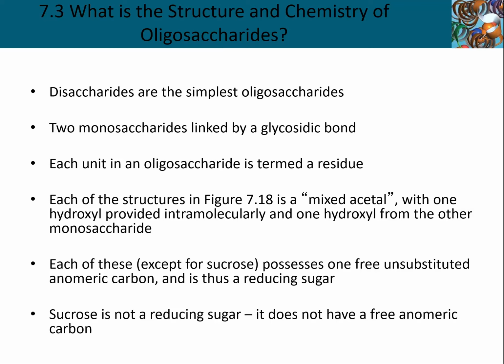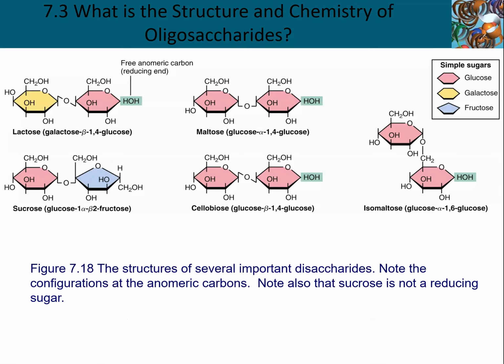Key point when we're looking at pictures of disaccharides, if you were asked to pick out which ones are reducing and which ones are non-reducing. If you have a free, unsubstituted anomeric carbon, it's still going to be reducing. However, and this is one of those classic multiple choice questions, sucrose is a non-reducing sugar because both of the anomeric carbons are involved in bonding one another. So let's take a look at that.